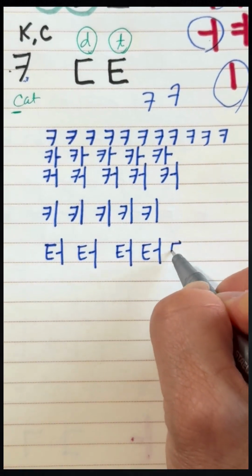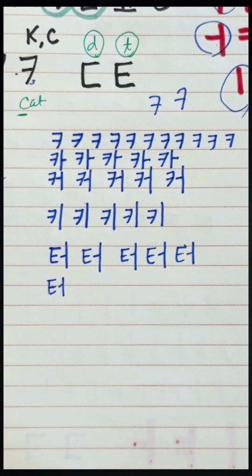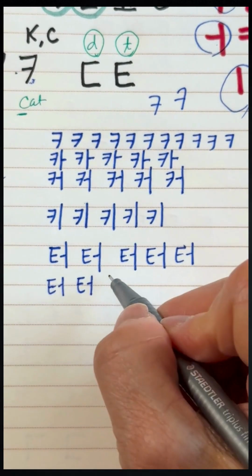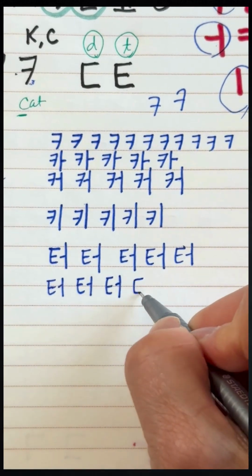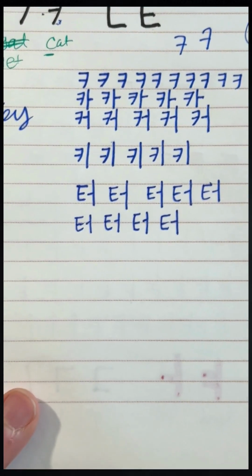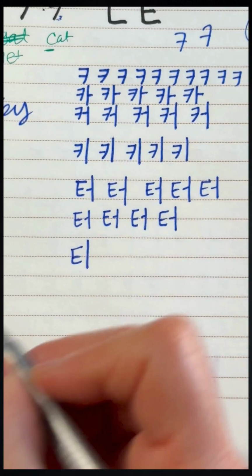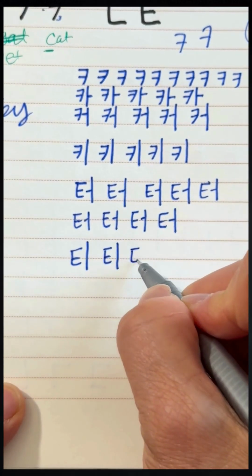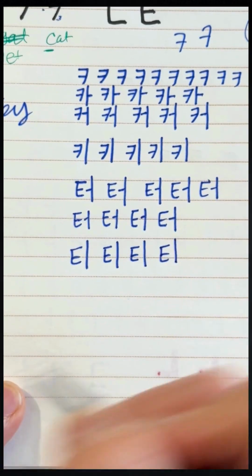Okay, ta. Again. Okay, 2 more times. 타, ta. How about tea? Tea. You drink a tea. Tea. 티. Tea.